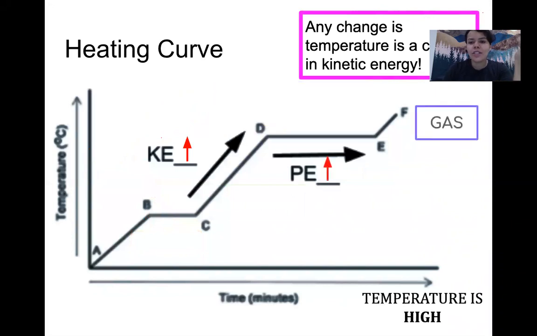And then how do we know? And then it ends with gas again. So how do we know whether the kinetic energy or potential energy are increasing or decreasing? Well, for heating curves, they're always increasing. For cooling curves, they're decreasing.